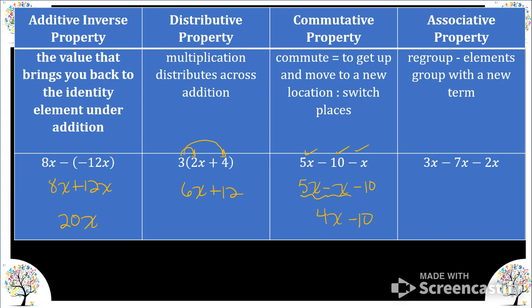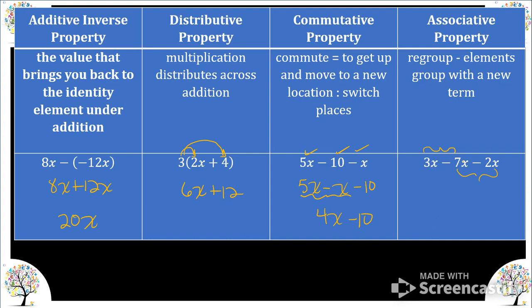In this example, we can practice the associative property. So we can group however we want, because all of these terms are like terms. We can combine them all. So we can either add the first 2 first and then the last one, or we could combine the last 2 and then the first. It doesn't matter, you're gonna get the same answer.